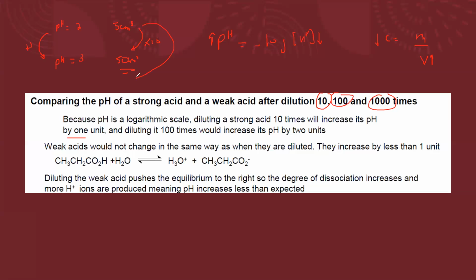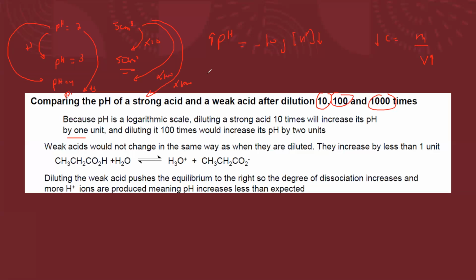But if the dilution factor is 100 times, what happens? The pH will increase by 2 units, so the pH will become 4. If the dilution factor is 1000 times, the pH will increase by 3, so it will become 5. So every time the dilution factor is multiplied by 10, the pH of the solution changes by 1. This is only valid for strong acid, but it is not valid for weak acid.